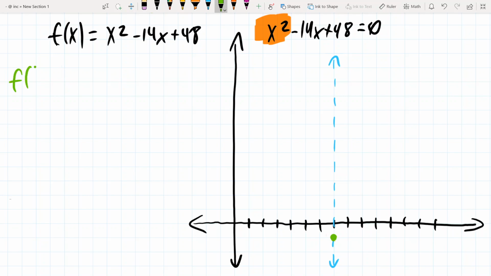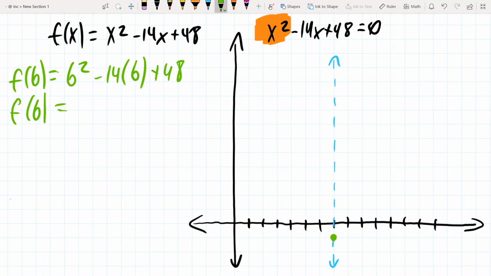So let's find what f of 6 is. We're doing 6 squared minus 14 times 6 plus 48. And my guess is that this is going to come out as 0. But let's see. 36, and then 14 times 6, which is 84, so minus 84, and then plus 48. Let's see if this actually comes out as 0. 36 minus 84 plus 48, and it does. Comes out as 0. So we know that this is a point, and we know that this is a point.